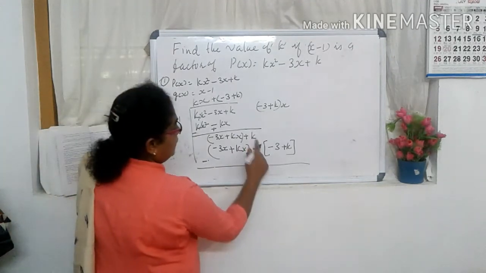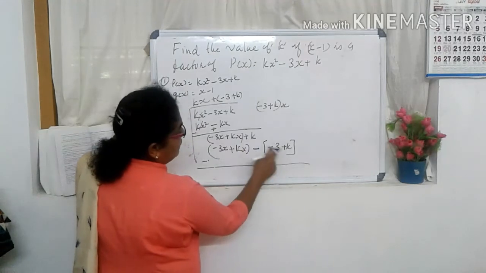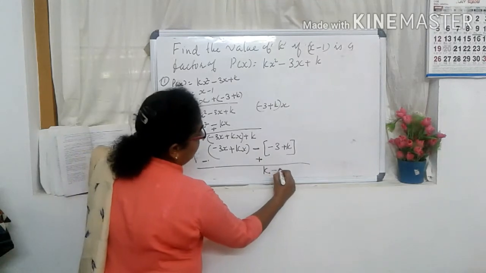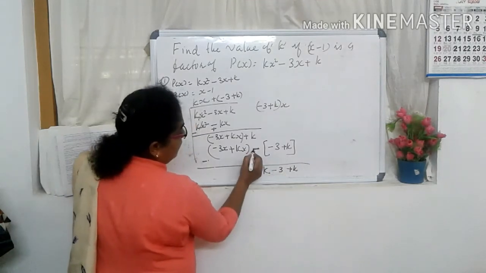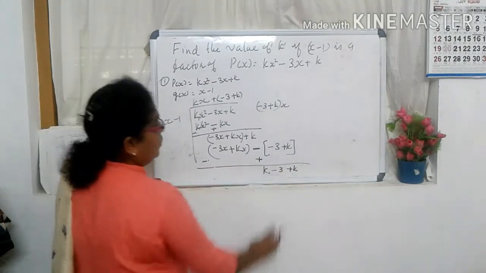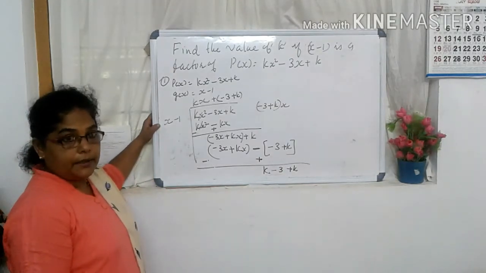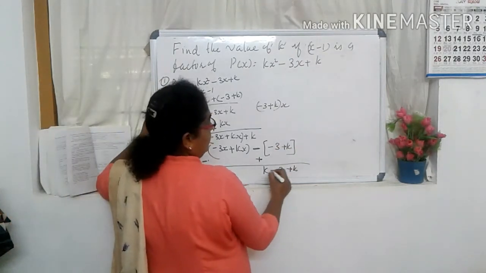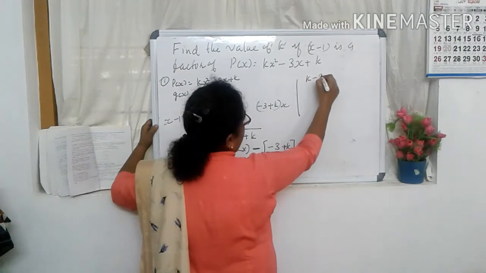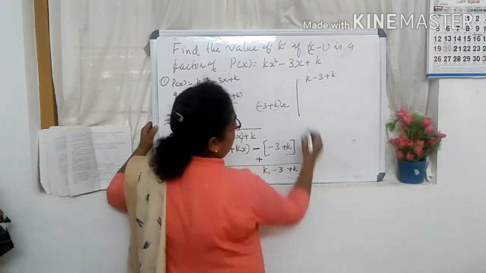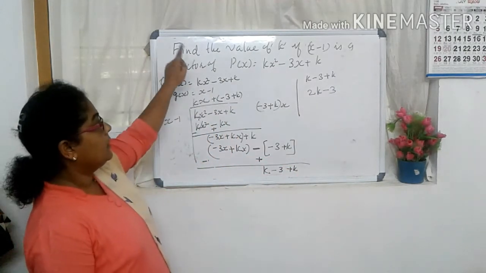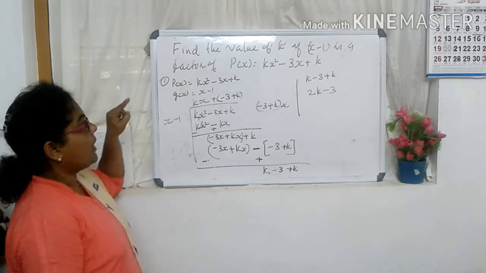So how will we get k here? These two are the constant terms, there is no x, so these two come in one group. So k minus 3 plus k. This is the common negative sign that we change to positive. Now there is no more x remaining, so this is the remainder. So k minus 3 plus k means k plus k, 2k, so 2k minus 3.